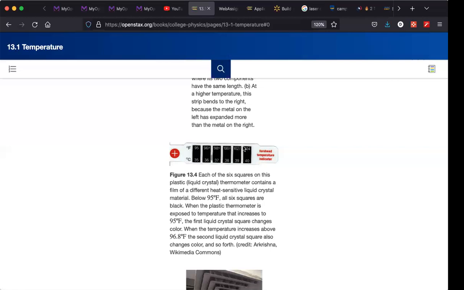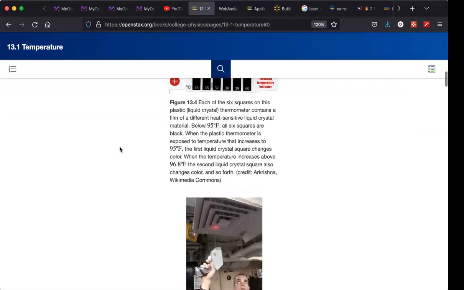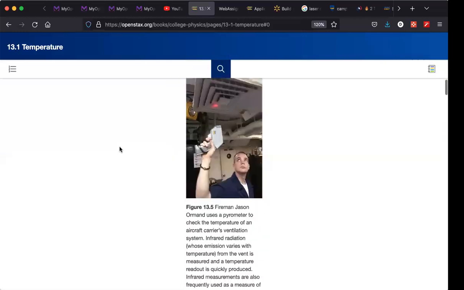These are used often in hospitals, particularly in field hospitals. They'll just stick this on the forehead, and they can just walk by and see people's temperatures from just looking at them. And they're cheap and easy to make, and everything else.